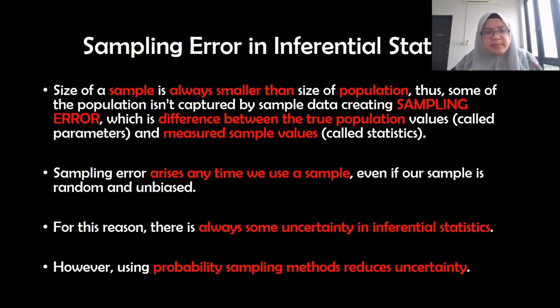The sample size is always smaller than the size of the population. Therefore, some of the population is not captured by our sample data, which creates the sampling error. It is the difference between the true population values, called parameters, and the measured sample values, called statistics. The sampling error arises anytime we use a sample, even if our sample is random and unbiased. For this reason, there is always some uncertainty in inferential statistics. However, using probability sampling methods can reduce the uncertainty.